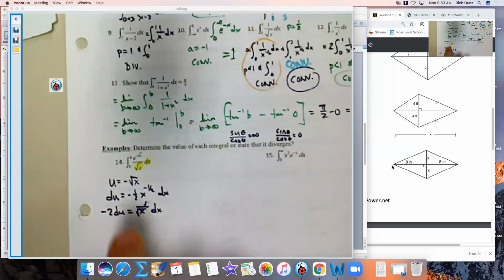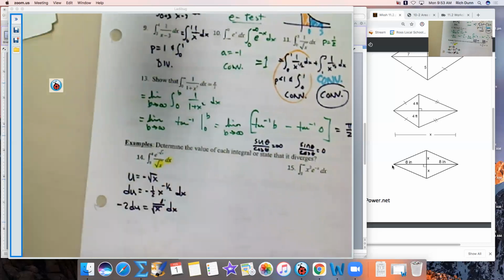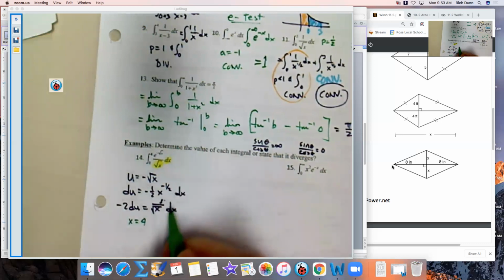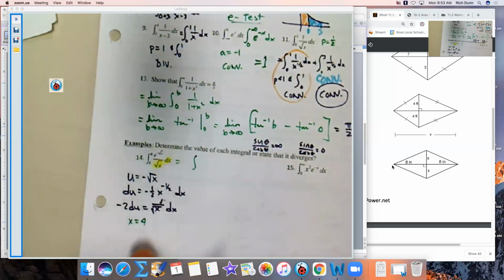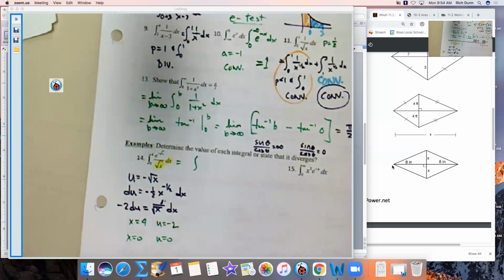Since I have a definite integral from 0 to 4, I do need to make sure that I use the u values in my integral here, not the x values. So when x equals 4, u will be negative 2. When x equals 0, well, u will still be 0.